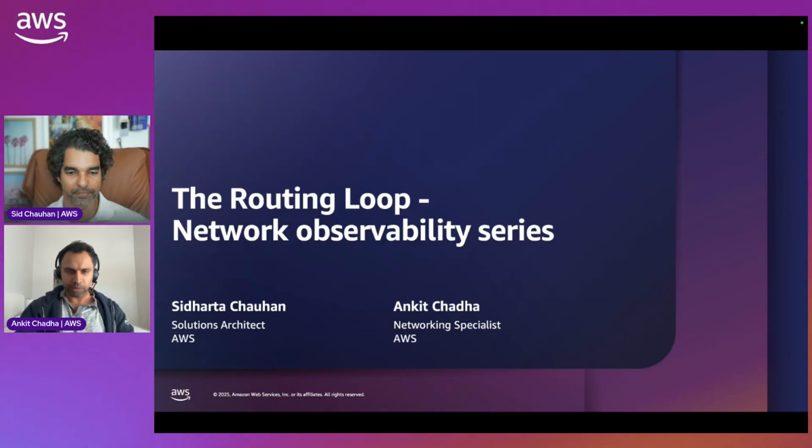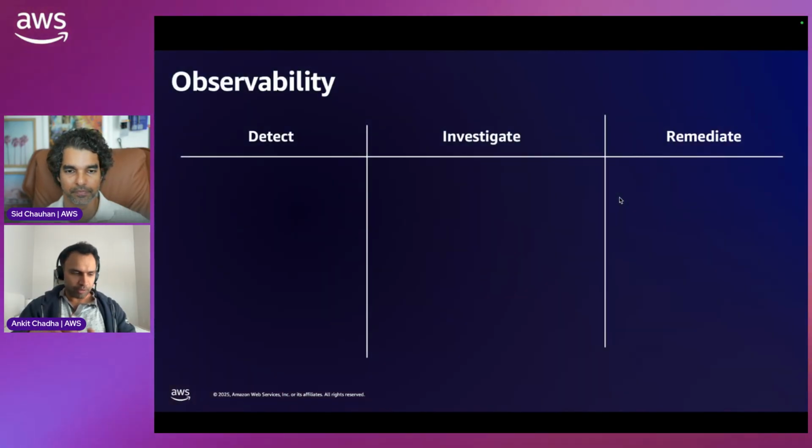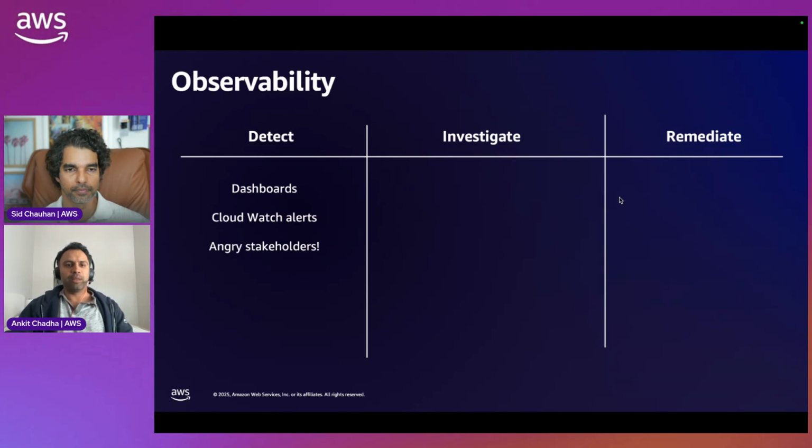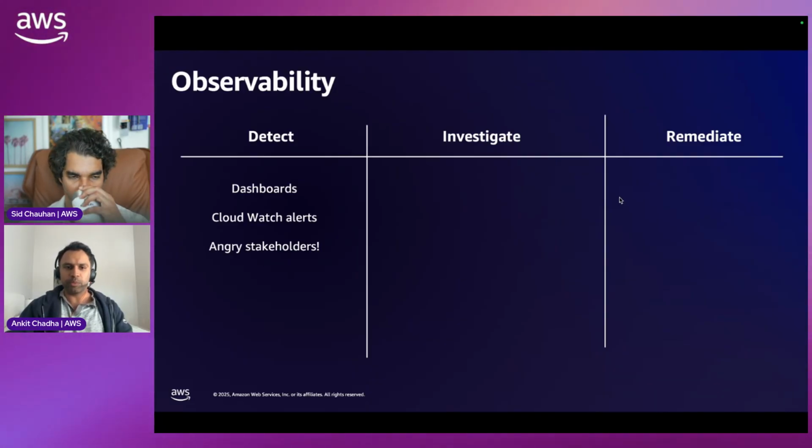So we are through with introductions. When it comes to observability, before we go into the specific tools, I wanted to take a minute about some of the pillars of observability: detect, investigate, and remediate. Detection is where CloudWatch, dashboards, etc., come into the picture, showing you the monitoring status of your deployment. You can set alerts based off of specific metrics, and then the most common one, you have your angry stakeholders who tell you that the network is perhaps not working, even if it's something else that's broken.